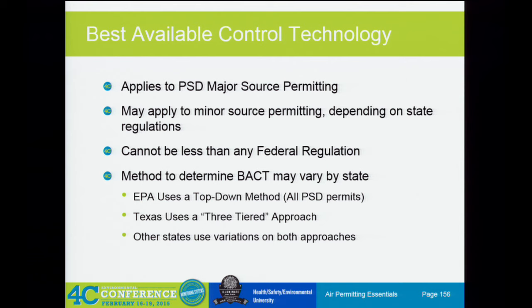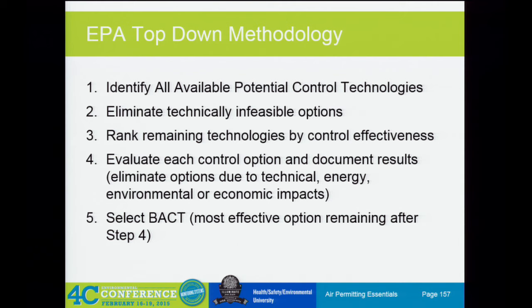The method to determine BACT may vary by state. So what most people are familiar with is the EPA method, which is a top-down method. Texas uses a three-tiered approach, and I've seen other states use a variation on both approaches, where they will list out what they believe is BACT, and you'll use the top-down method to work from that level of BACT technology to what you can actually use. So the EPA top-down methodology.